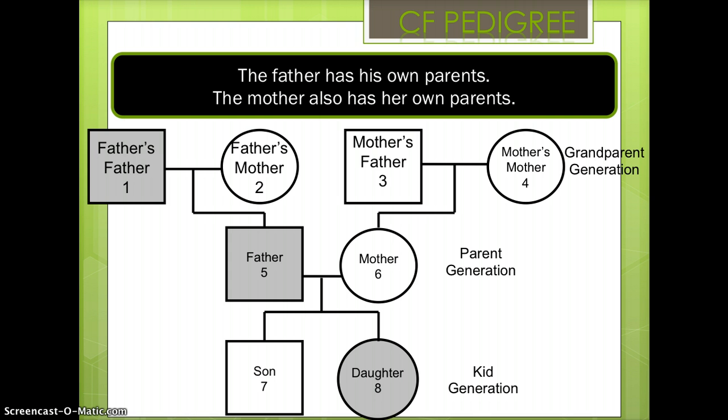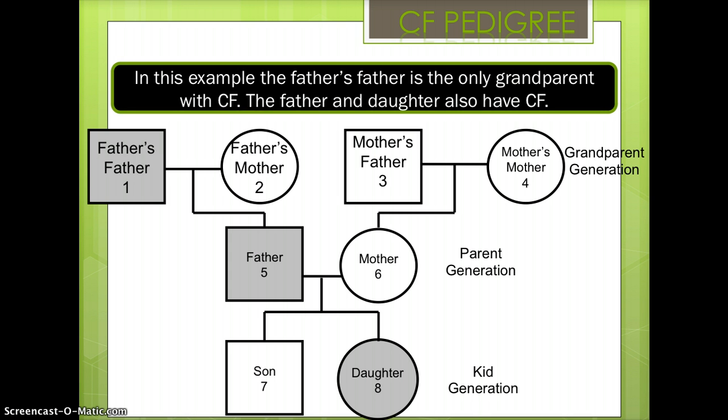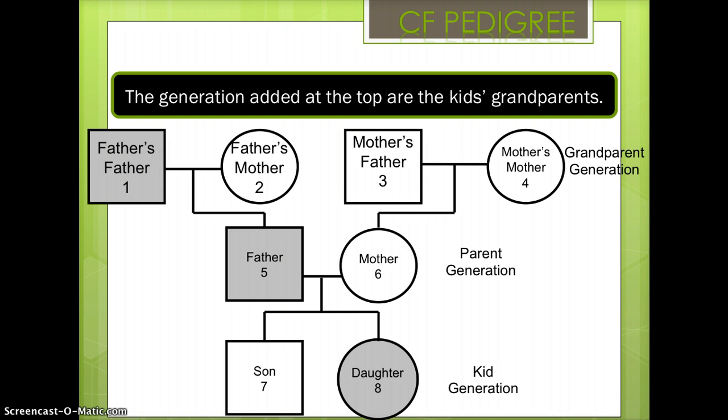The father has his own parents, and the mother also has her own parents. In this example, the father's father is the only grandparent with cystic fibrosis. The father and the daughter also have cystic fibrosis. The generation added at the top are the kids' grandparents.